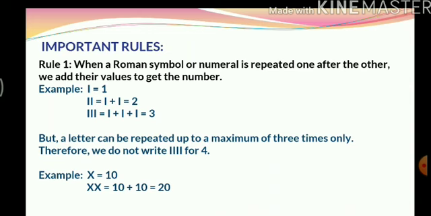But a letter can be repeated up to a maximum of 3 times only. Therefore, we do not write I 4 times for 4. We write 4 using some other symbols about which I will teach you further on. Let me show you another example. X is equal to 10. So XX is equal to 10 plus 10, which is equal to 20. So the symbol of 20 is XX. What do you think is the symbol of 30?